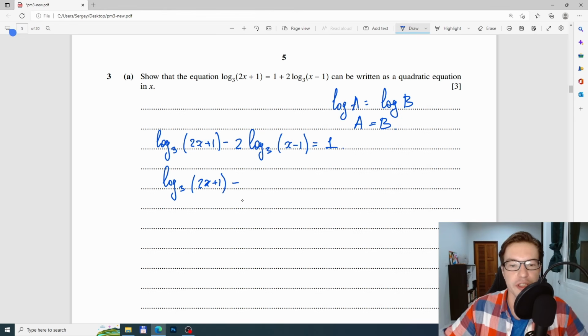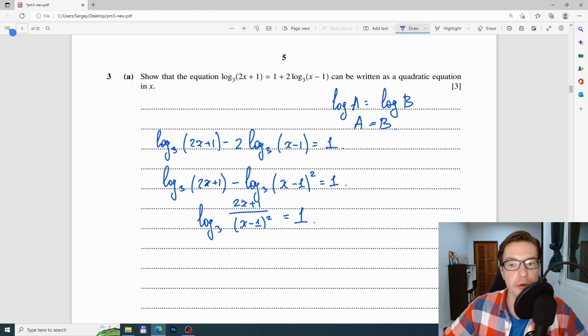So first of all, I'm bringing the number in front of the log to the power. That is log base 3 of (x minus 1) squared equals 1. Now, when I'm subtracting the logs, that's going to be a log of a fraction, which in this case is log base 3 of (2x plus 1) over (x minus 1) squared equals 1.